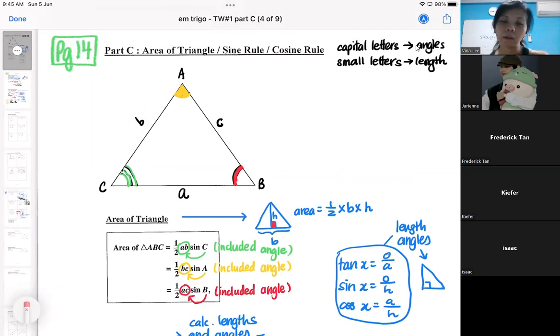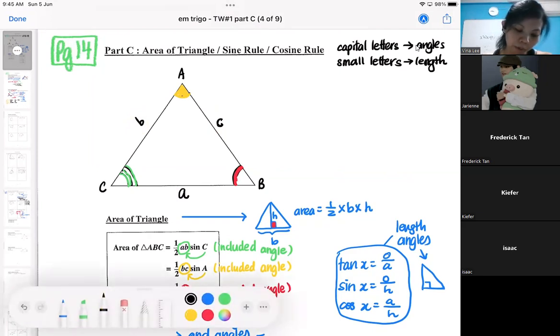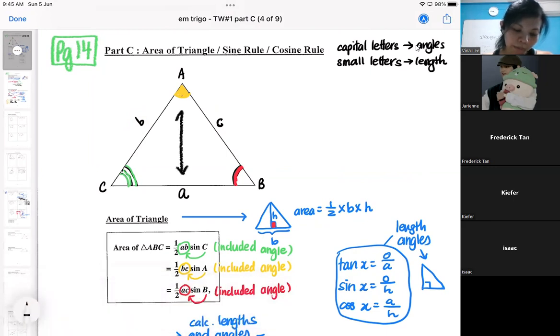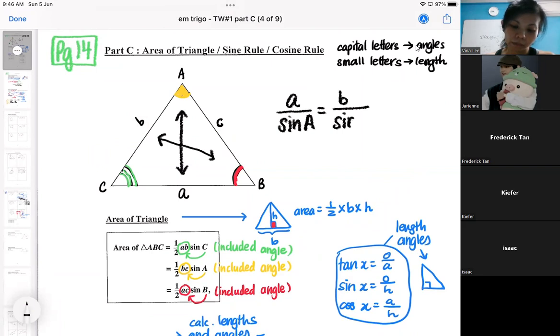So the sine rule is one of the favorites because you just need to draw an arrow, and one arrow will form one fraction. So a lot of students like sine rule, because one arrow, one fraction. So another arrow, another fraction. So that is the sine rule already.